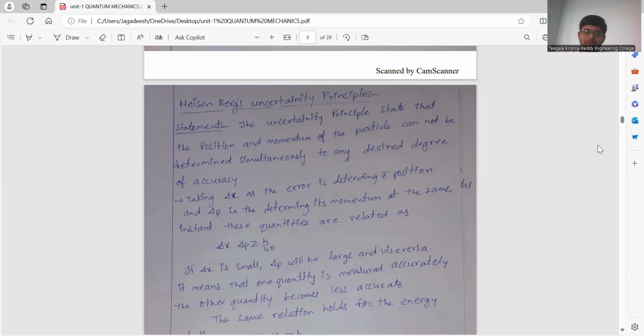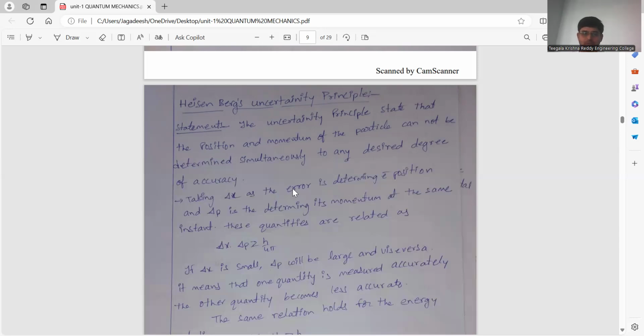we explain the simple definition of the Heisenberg uncertainty principle. What is the statement of the Heisenberg uncertainty principle? The uncertainty principle states that the position and momentum of a particle cannot be determined simultaneously to any desired degree of accuracy. That is, at a time, we cannot accurately determine momentum and position.